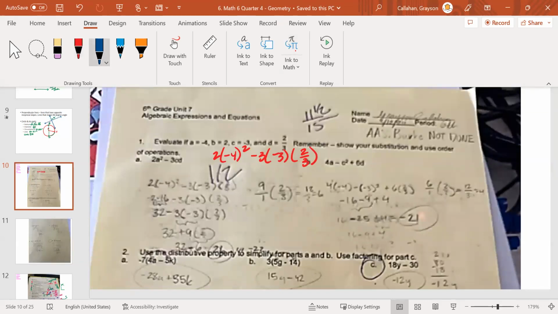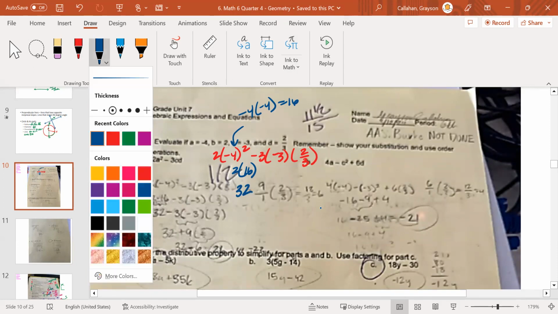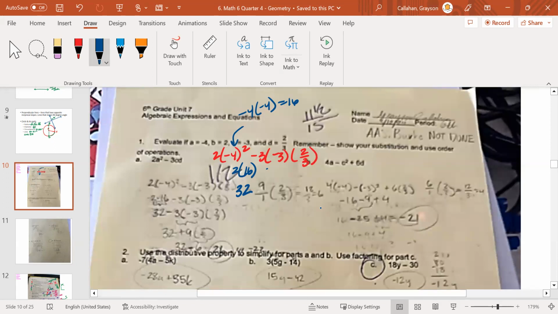So let's see what happened here. So this is 2 times 16, right? Because -4 times -4 is a positive 16, right? Okay, positive 16 times 2 is a 32, okay? Then over here, -3 times -3 is a positive 9. Do you see that? Positive 9 times 2 over 3.